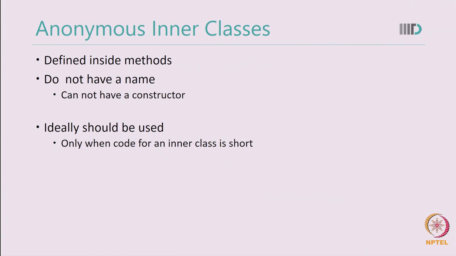An anonymous inner class is similar to an inner class except that it does not even have a name or, for that reason, a constructor. It should only be used when the code is very short in size. In Android programming, we will be extensively using anonymous inner classes.